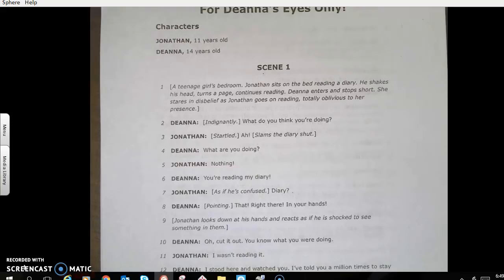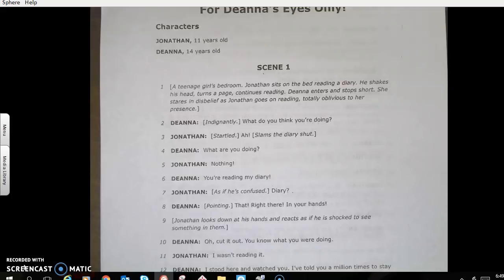Characters: Jonathan is 11 and Deanna is 14. Scene 1. A teenage girl's bedroom. Jonathan sits on the bed reading a diary. He shakes his head, turns a page, and continues reading. Deanna enters and stops short. She stares in disbelief as Jonathan goes on reading, totally oblivious to her presence.